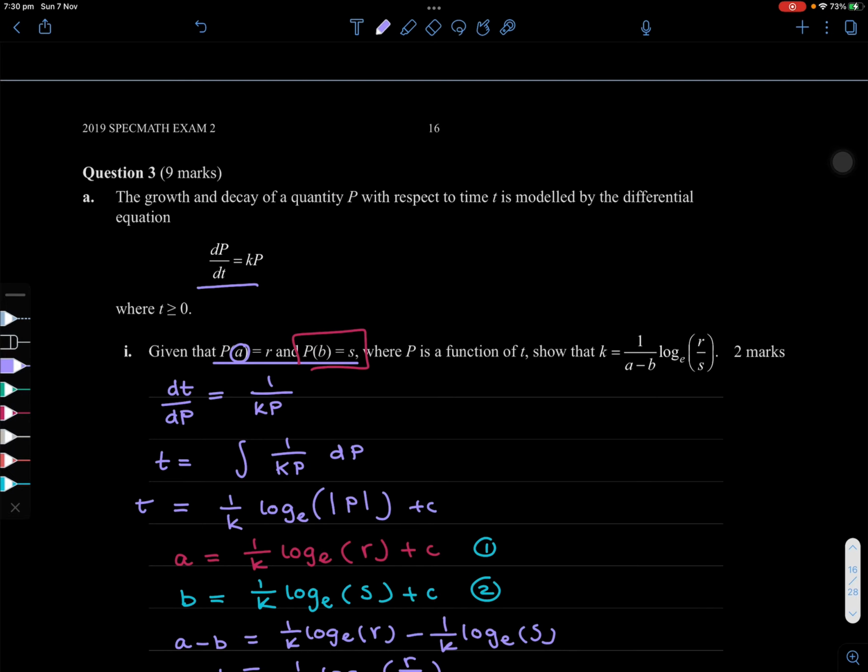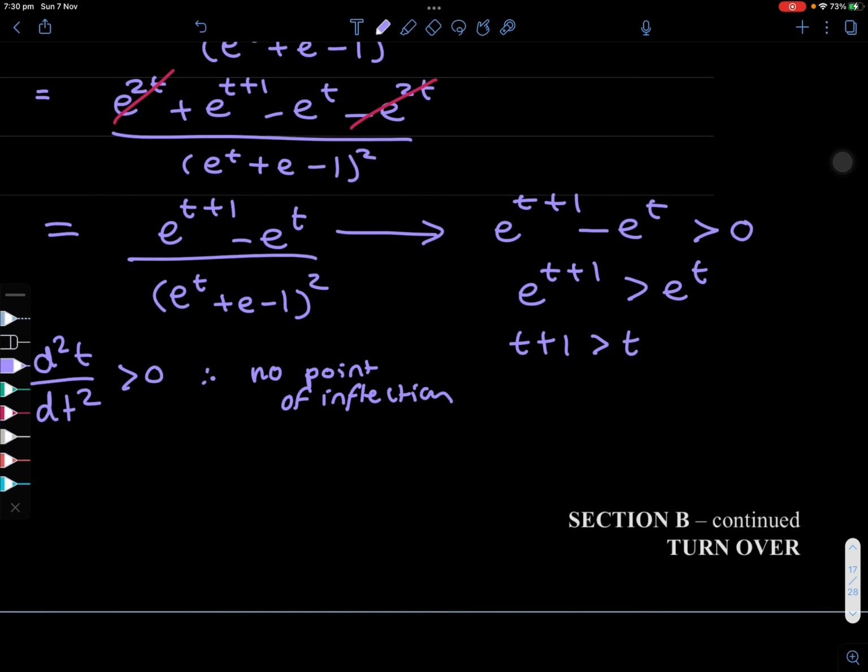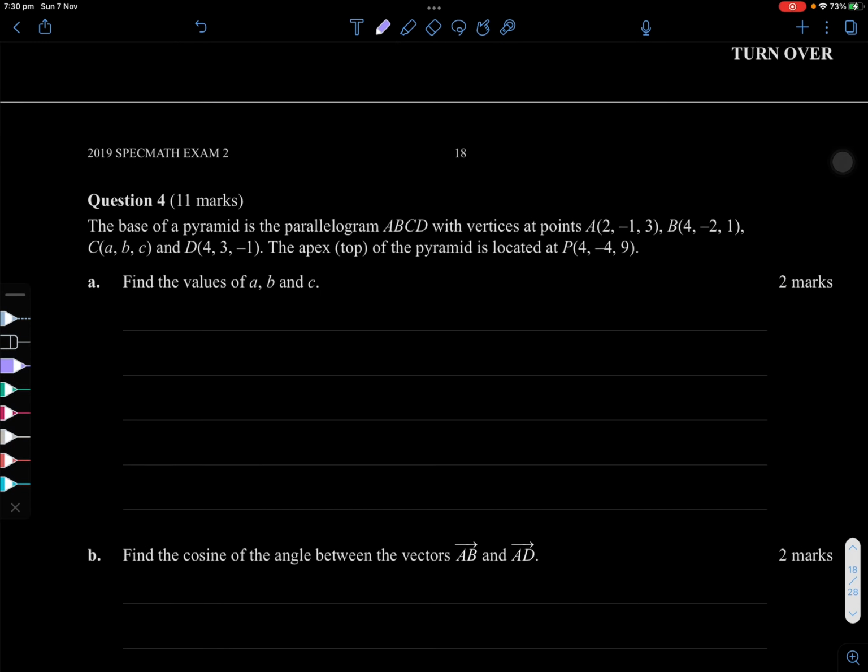Where is t defined for again? T is just greater than or equal to 0. Yeah, okay, that makes sense.